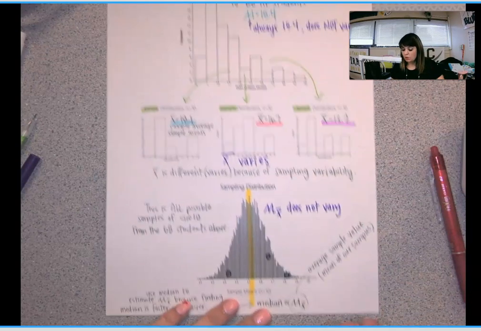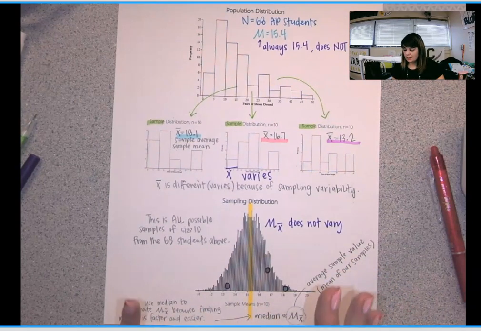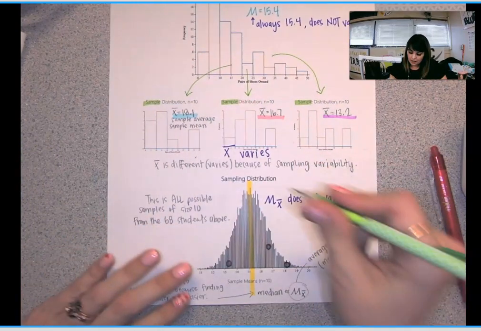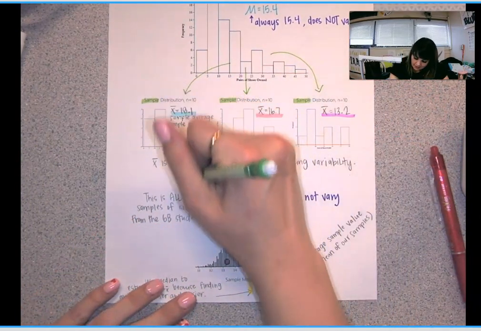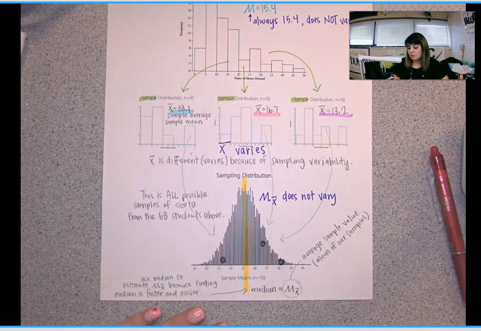Okay, so I feel like most of you feel very good about this idea. We have a population, we take some samples, and then we can take these samples and put them down here in the sampling distribution.